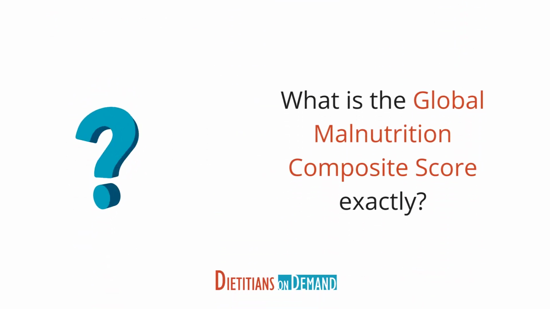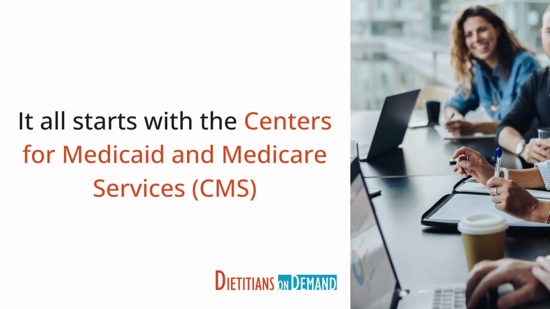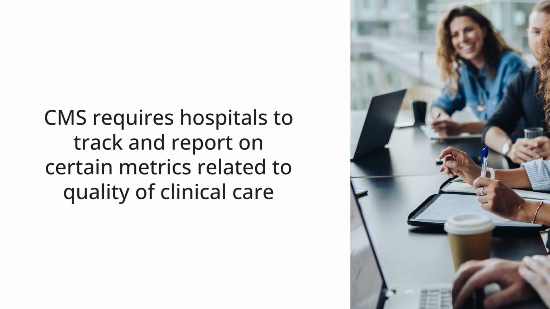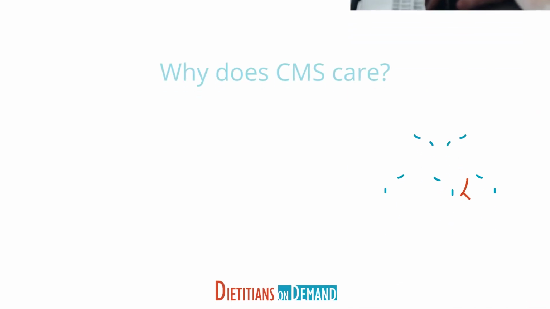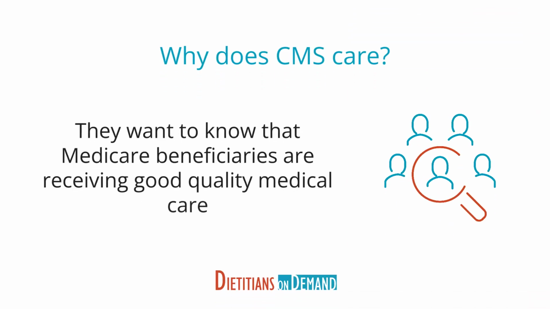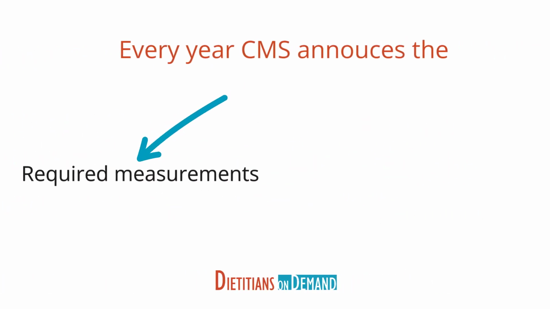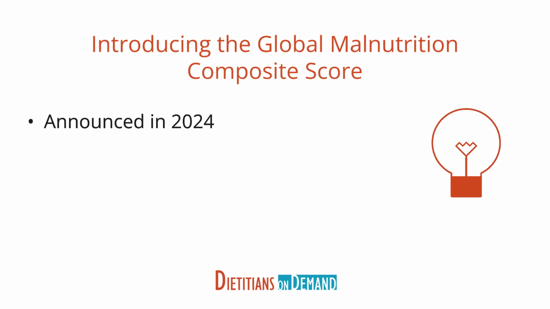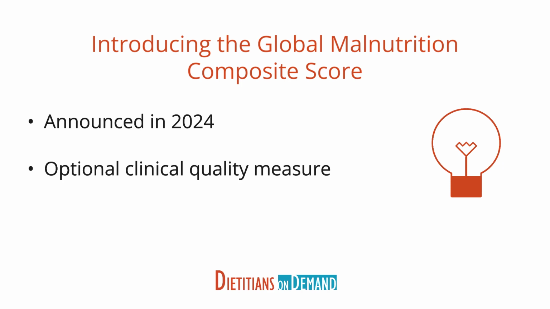First, let's back up a little. The Centers for Medicare and Medicaid Services, or CMS, requires that hospitals track and report on certain metrics related to the quality of clinical care. CMS wants to know that Medicare beneficiaries are receiving good quality medical care. Each year, CMS announces which clinical quality measures are required to be tracked and others that are optional. In 2024, CMS introduced the Global Malnutrition Composite Score as a new optional clinical quality measure.